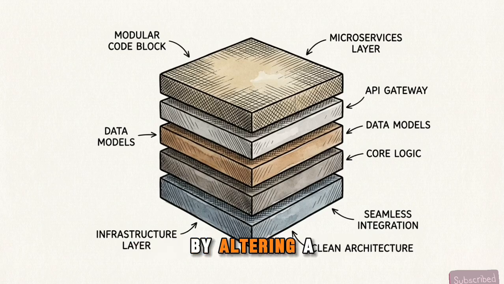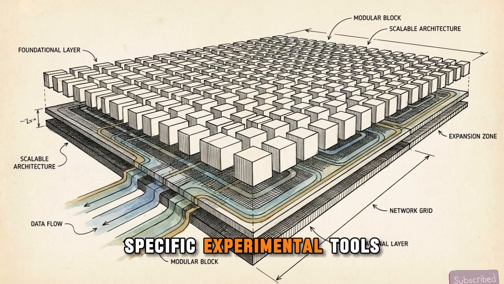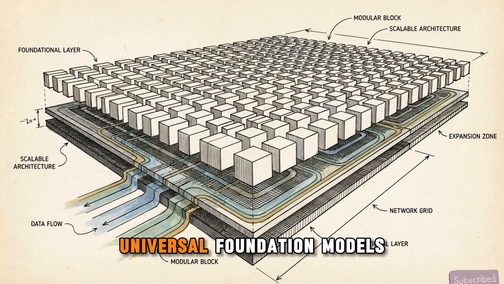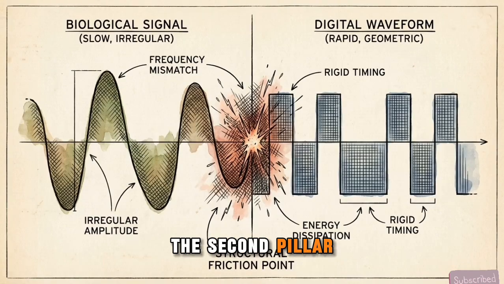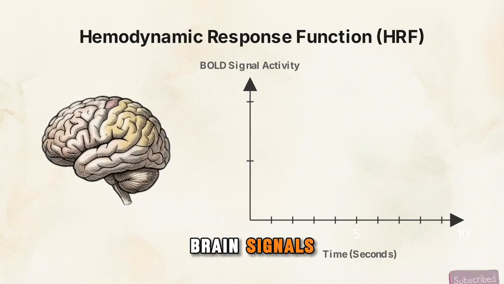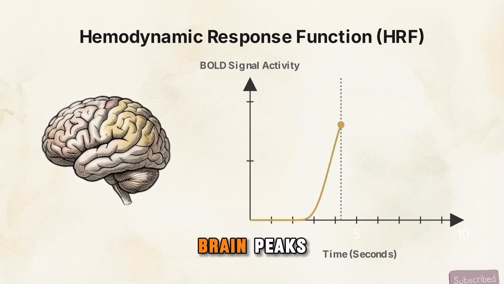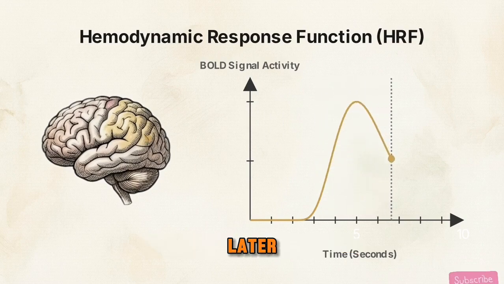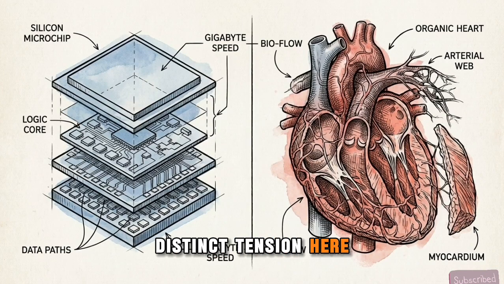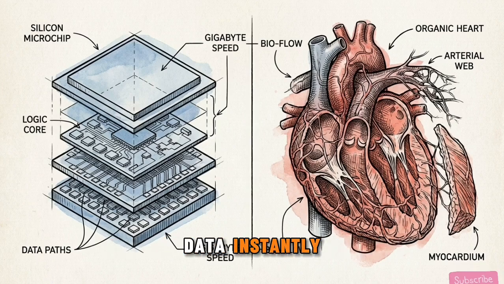Generalization is achieved by altering a system's core mechanics to remove biological or structural biases. This allows highly specific experimental tools to scale into universal foundation models. The second pillar requires managing structural friction. Biological blood-oxygen-level-dependent signals are governed by the hemodynamic response function. When a person sees or hears something, the corresponding BOLD signal in the brain peaks roughly 5 seconds later. Engineers face a distinct tension here. Artificial perception processes data instantly, but biological reality is slow and noisy.